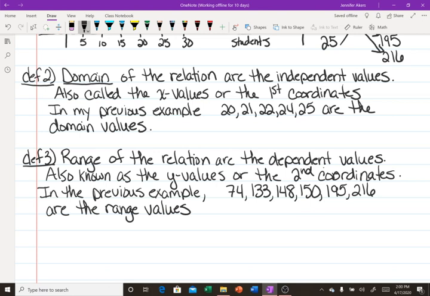Notice, in the domain values, I only wrote down 5: 1, 2, 3, 4, 5, because 22 repeated. When I'm stating the domain or the range, I do not repeat values. I write them in order from least to greatest, and I do not repeat. Since I did not have any repeating range values or y values, I have 6 in the range.